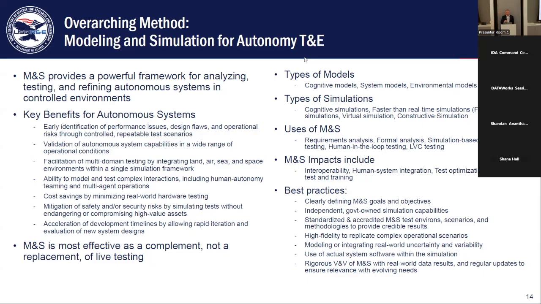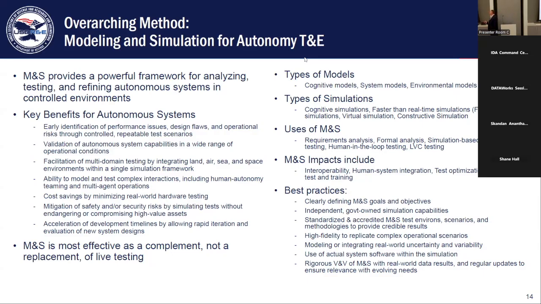And then there's different types of simulation. Again, cognitive simulations, fast and real time, virtual constructive, meaning maybe some don't have humans involved at all. Some simulations might have a human involved as part of the simulation, right? There's a bunch of uses of simulations, from requirements to testing to human in the loop, LVC, et cetera. And then there's some good impacts. And then we've got some best practices again, related to autonomy.